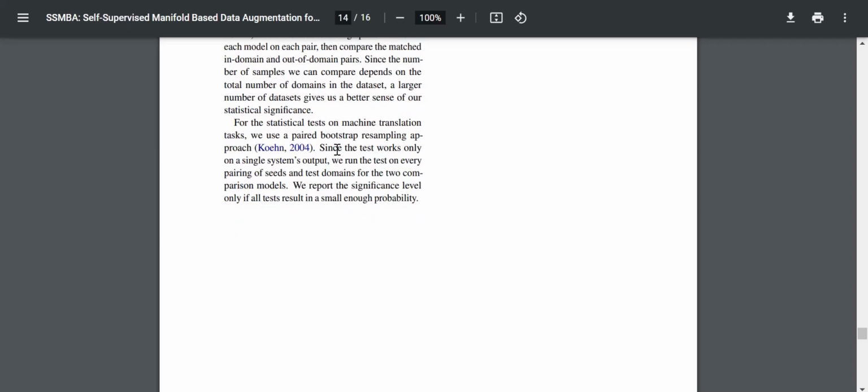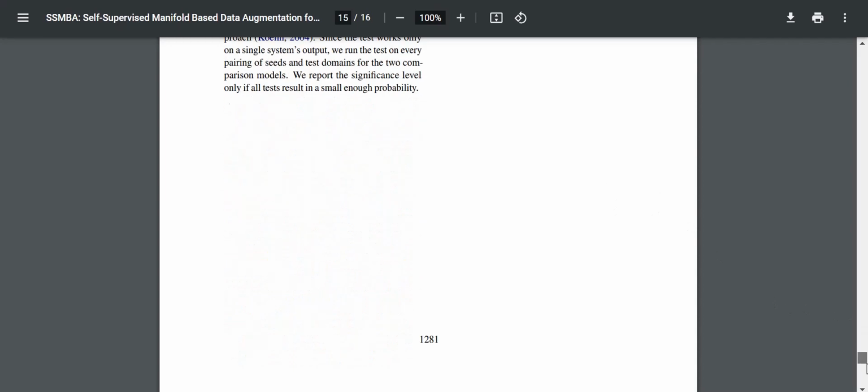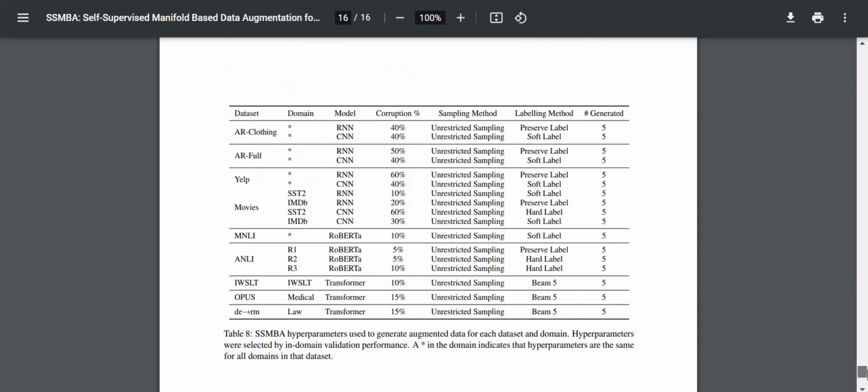For the statistical test on the machine translation task, we use a paired bootstrap resampling approach. Since the test works only on a single system output, we run the test on every pairing of seeds and test domains for the two comparison models. We report the significance level only if all tests result in a small enough probability. Alright, so it is mentioned, the SSMBA hyperparameters were used to generate augmented data for each dataset and domain. Hyperparameters were selected by in-domain validation performance. A star in the domain indicates that hyperparameters are the same for all domains in that dataset.